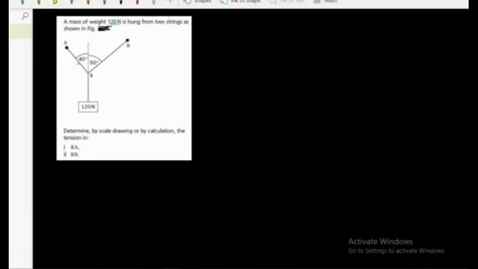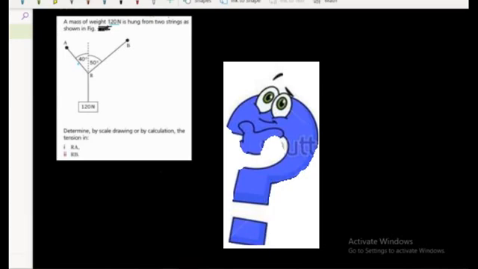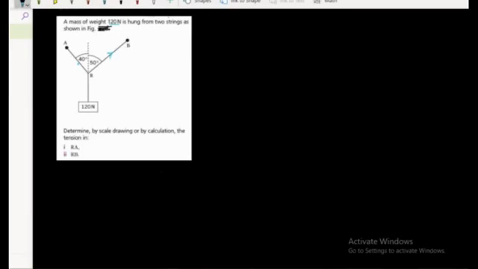For this particular video, we are asked to calculate the tension in the two strings in this diagram in equilibrium. The question says that a mass of weight 120 Newton is hung from two strings as shown in the figure. Determine by scale drawing or by calculation the tension in RA and RB.